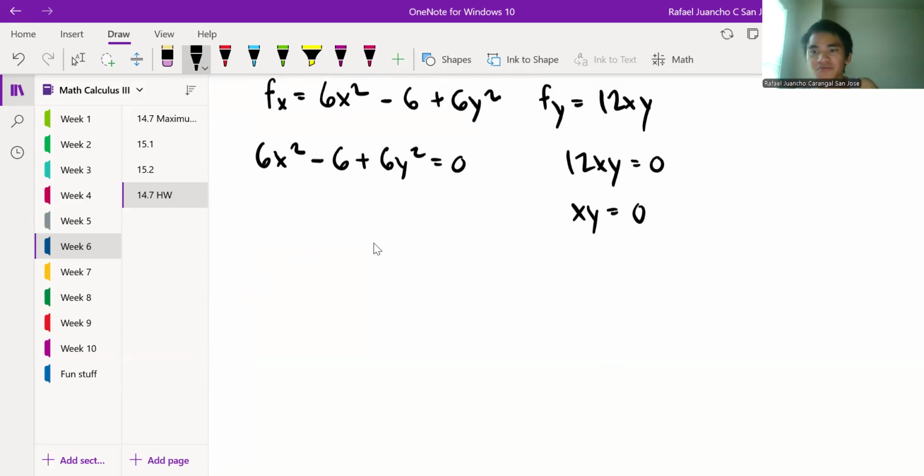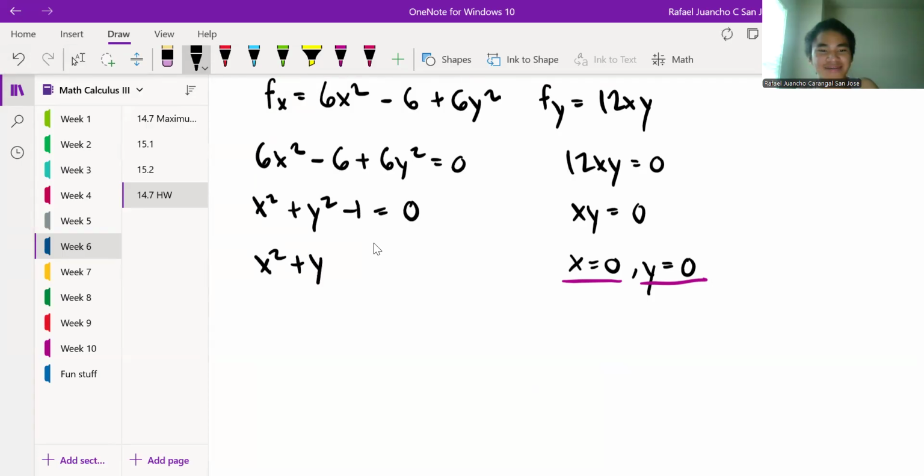Y is basically 1 over, I don't know. Either one of them is 0. So these are critical values that we found, right? These two. What else can we find? Here, I guess I can make this like this. Oh, look at that. I get a unit circle.